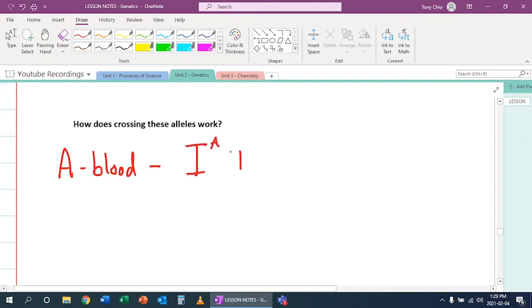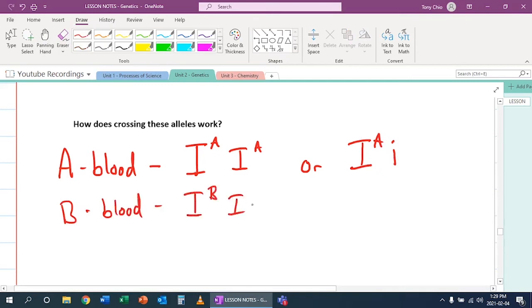IA, which makes sense. Having both of them being A's will be A blood type. Or if you have IA, lowercase i, because remember, this is dominant over the O blood type. With B blood type, you can have IB, IB, or IB lowercase i.